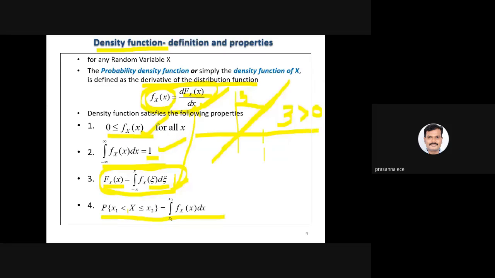It says that the probability of the random variable X lying between two numbers x1 and x2 is nothing but the integral of the density function between those two numbers. Okay, so if you have a density function like this, and we want to calculate the probability of X lying between these two limits, you just have to calculate the area of this shaded region. So this area is given by the integral of f_X(x) between x1 and x2.